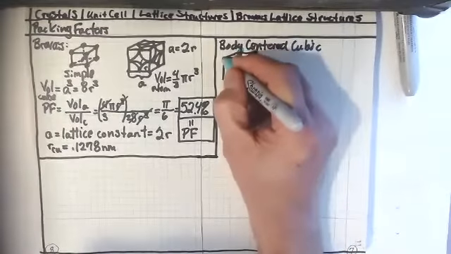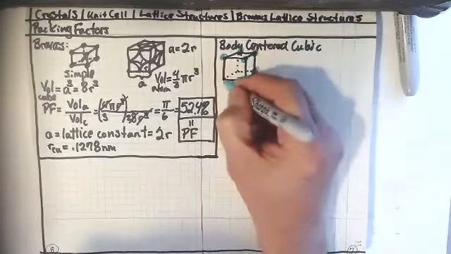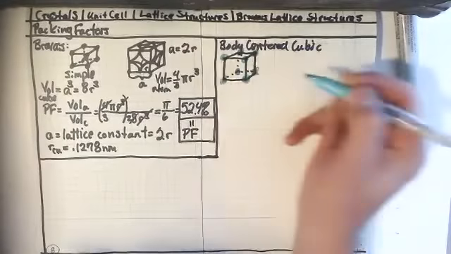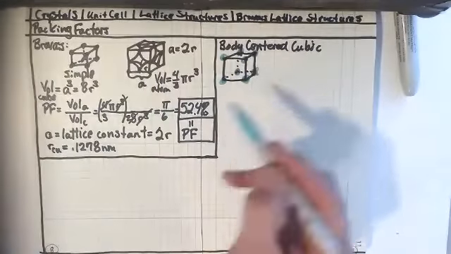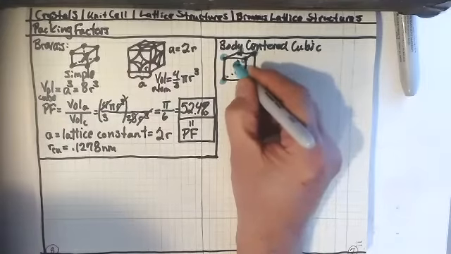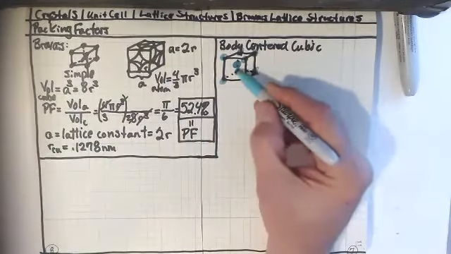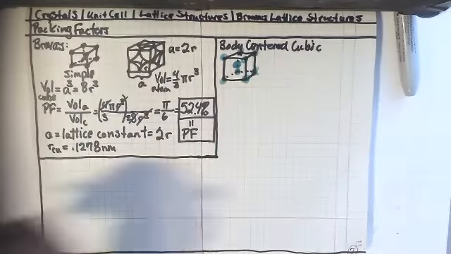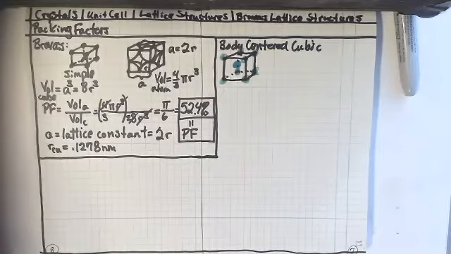first of all, an atom at each of the corners, just like I have in the simple cubic arrangement. But I would have one more atom. I would have one more atom in the very center. So it's going to expand the lattice structure a little bit.